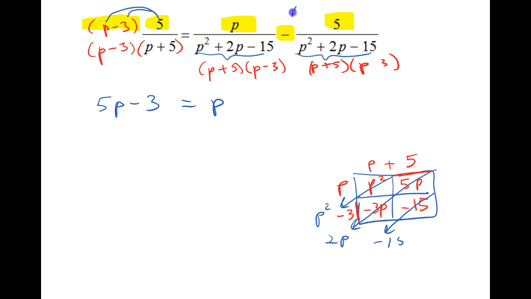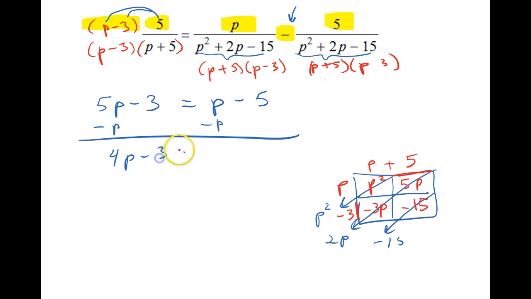And don't forget about this subtraction symbol here. Subtract 5. And now here's the equation that I'm going to solve. Subtract p to get 4p minus 3 equals negative 5.